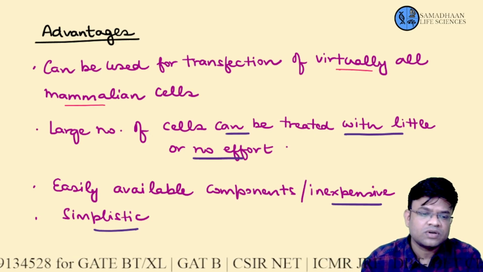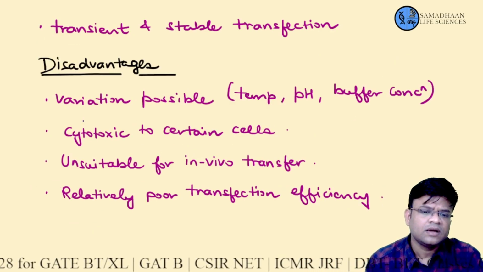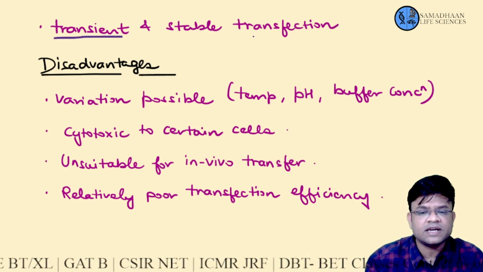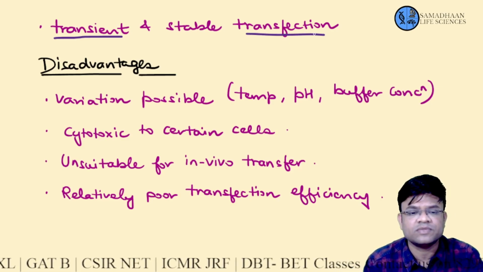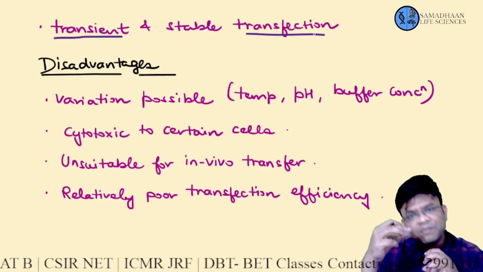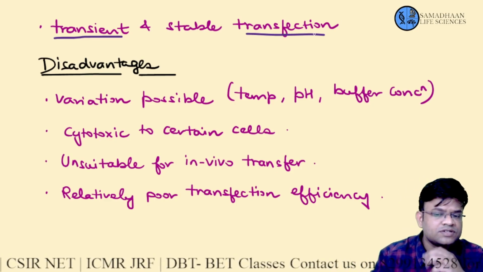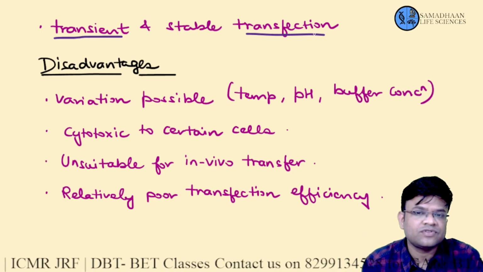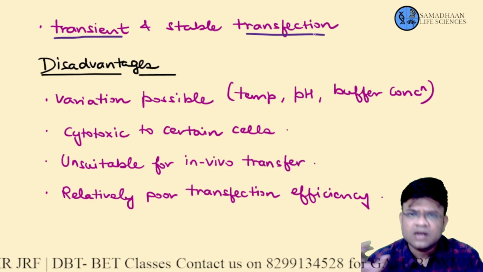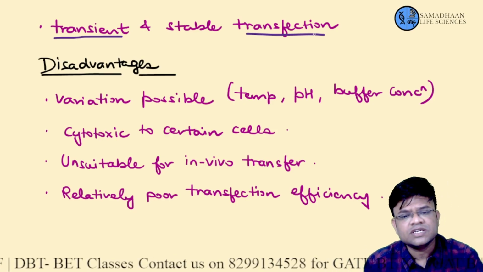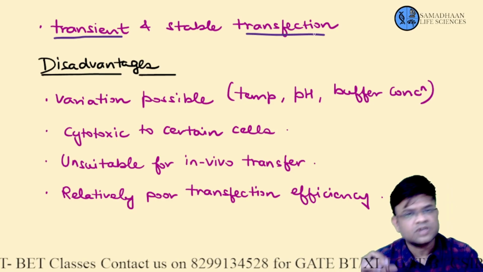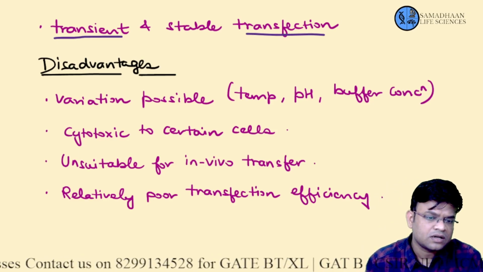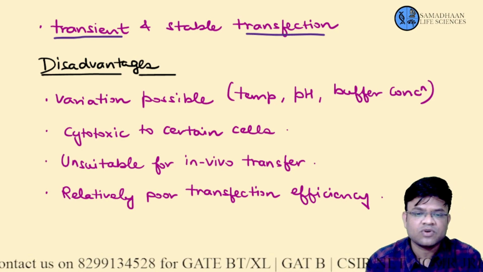Now let us talk about the next thing: transient and stable transfection. What do you understand from this? Transient means temporary transfection can be achieved, and stable transfection can also be achieved. Both of these things can be achieved through this process. So I told you a small population of the cells will achieve stable transfection, and some population will also achieve transient transfection. Now let us talk about the disadvantages of the entire process.